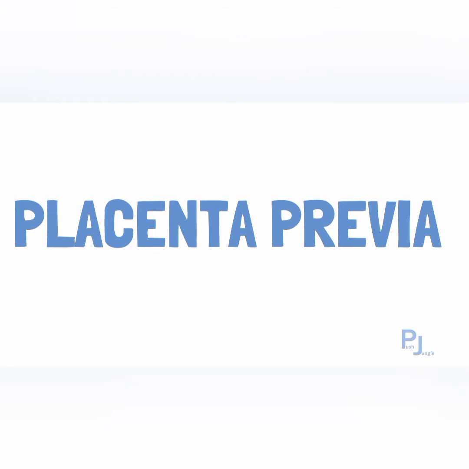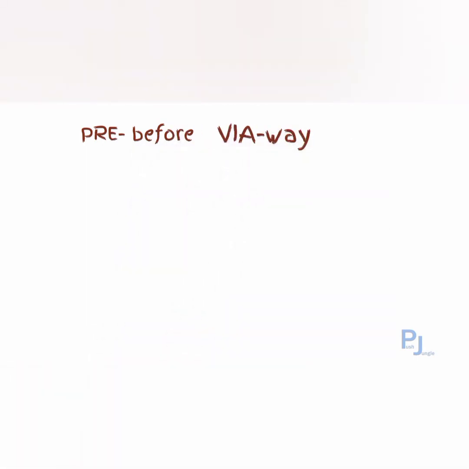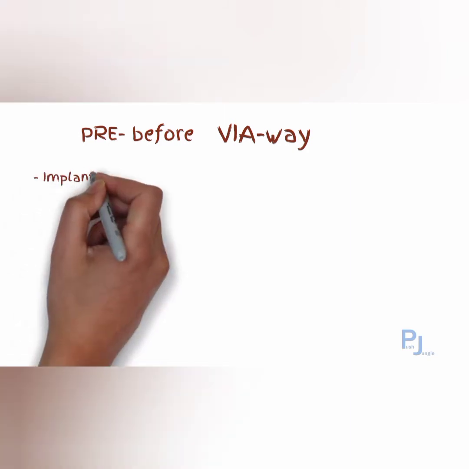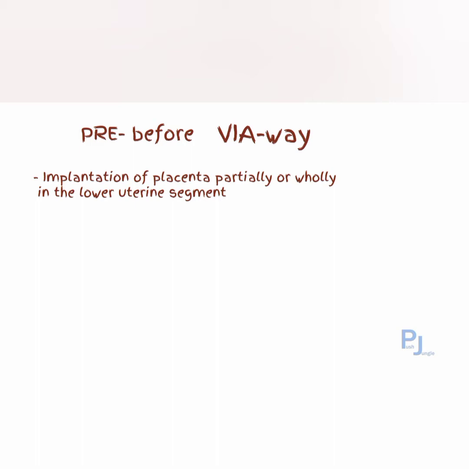Today, we'll be discussing placenta previa. Pre means before and via means way. That is, the placenta comes before the way of the fetus, which is usually through the internal os of the cervix. So, placenta previa is implantation of placenta partially or completely in the lower uterine segment.